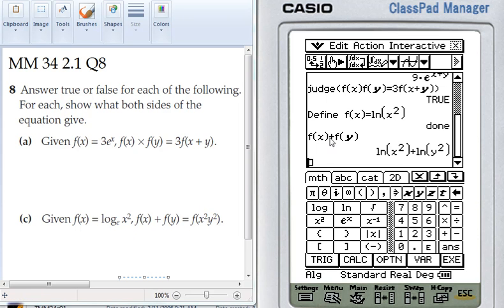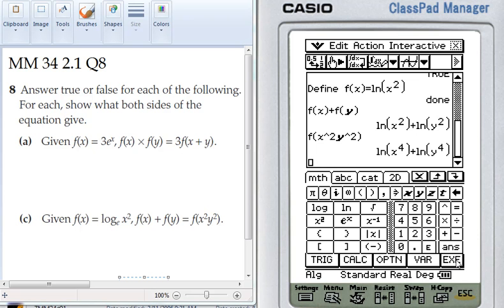And I wish to see whether that's equal to the function f of x squared y squared. So I'll take f, and I want x squared, and I want y squared. And execute, and I can see straight away this is my left hand side, this is my right hand side, and the answer would have to be false, that it's not always true.